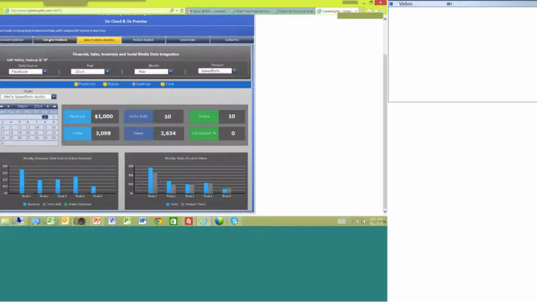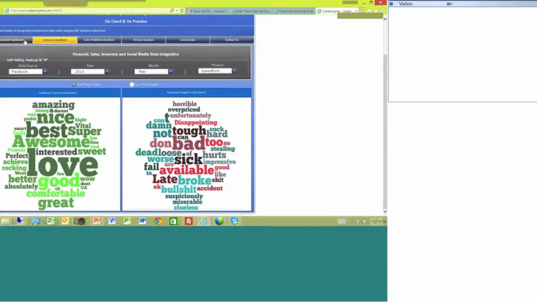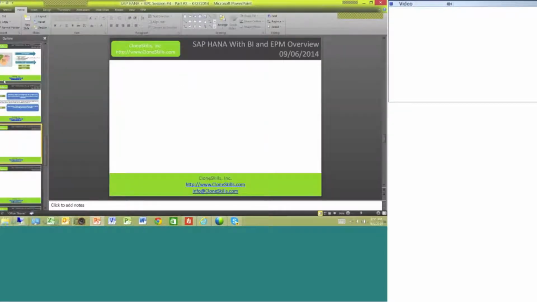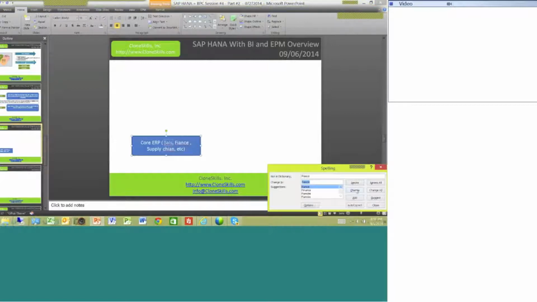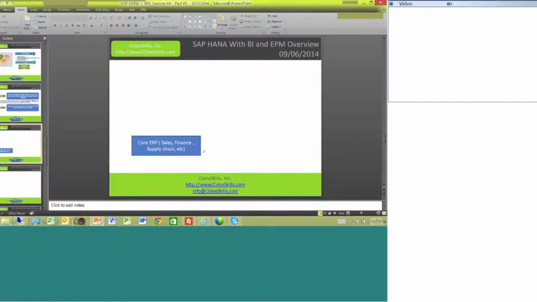Like I said, this is a combination of both HANA and Hadoop. People who understand how to build this: if you look here at what you need, this is your core ERP. This includes sales, finance, and supply chain, okay? So I have sales, I have finance, I have supply chain. This is your core ERP, and this ERP is reflected in SAP HANA.